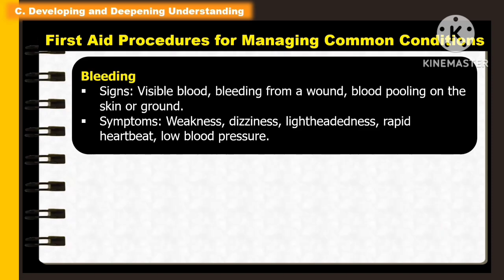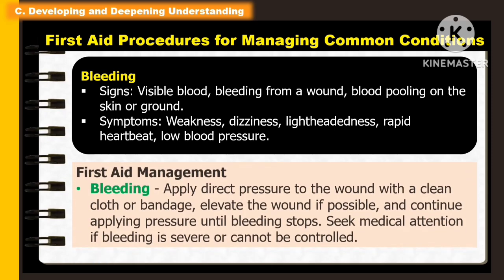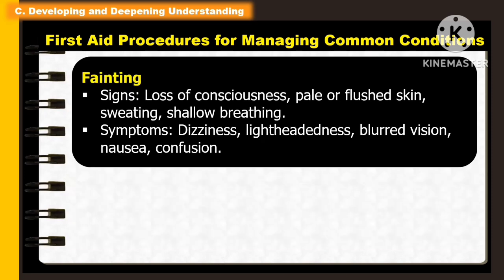Another first aid procedure is the bleeding. So the signs are visible blood, bleeding from a wound, blood pooling on the skin or ground. And the symptoms are weakness, dizziness, lightheadedness, rapid heartbeat, and low blood pressure. For the first aid management, you need to apply direct pressure to the wound with a clean cloth or bandage. Elevate the wound if possible and continue applying pressure until the bleeding stops. And you need to seek medical attention if bleeding is severe or cannot be controlled.